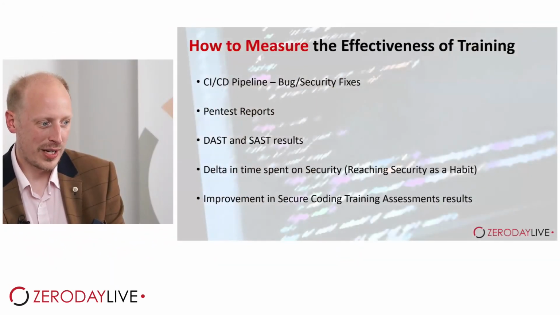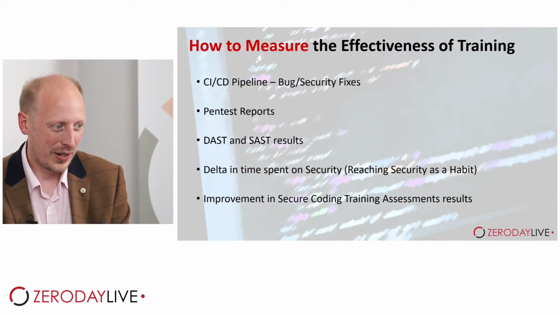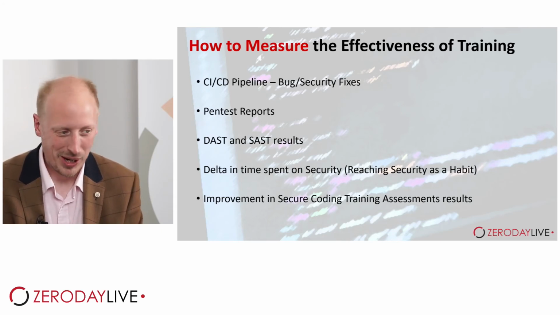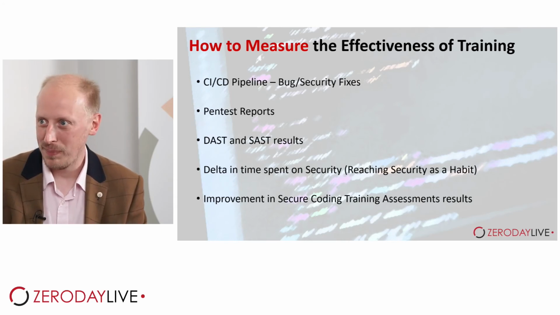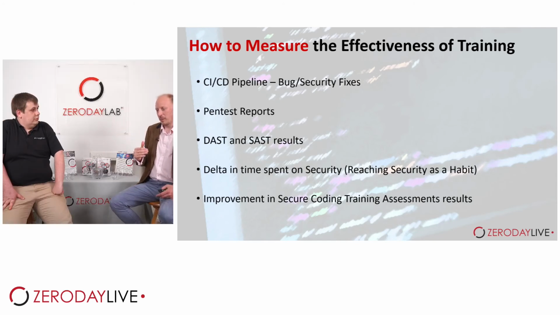Yeah, absolutely. And of course, how do we measure it, right? And how do we measure the effectiveness of training? I think we've talked about this quite a lot, actually. It's about that continuous integration, development pipeline, where the bug fixes are and measuring those, how many we've got over time. Of course, it's quite hard to say whether we'll have an increase or reduction of bug fixes. You'd have an average that goes up over time and down over time. Pen test reports, obviously quite important. DAST and SAST, so dynamic and static application security testing results really help that.